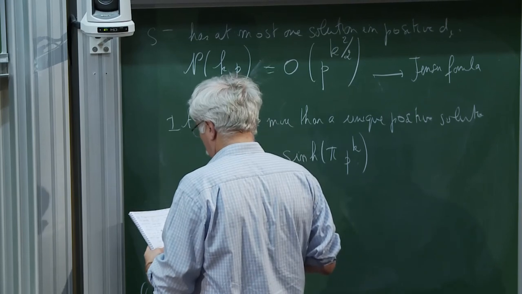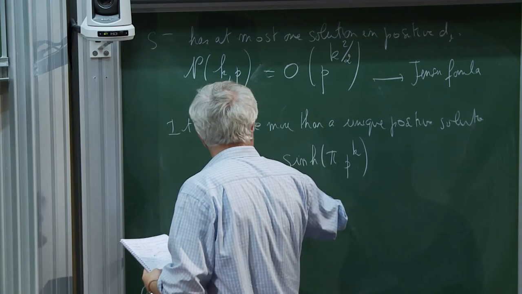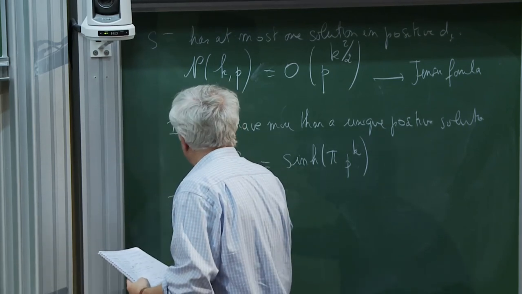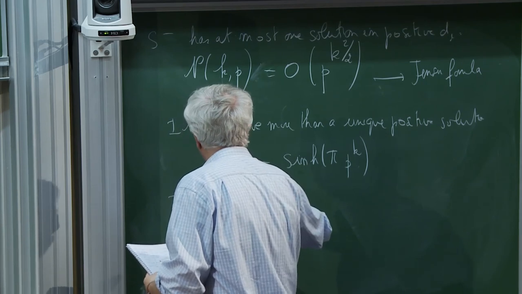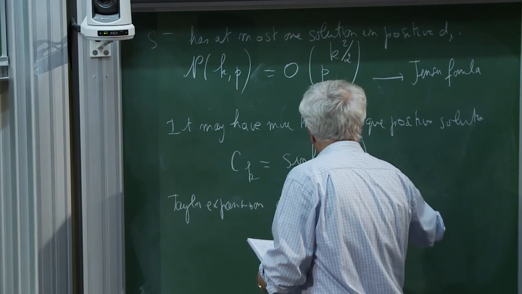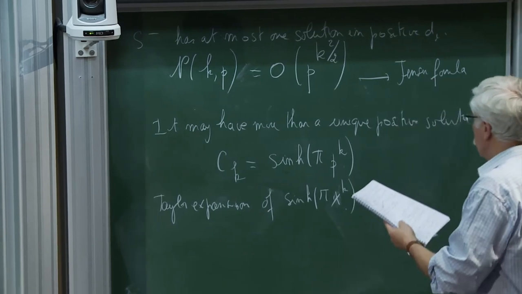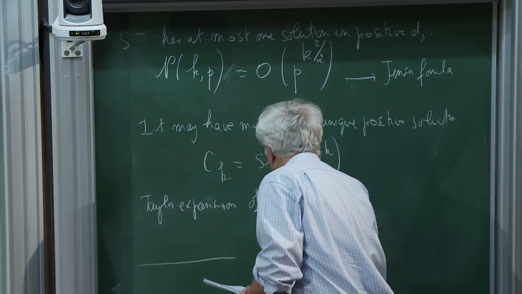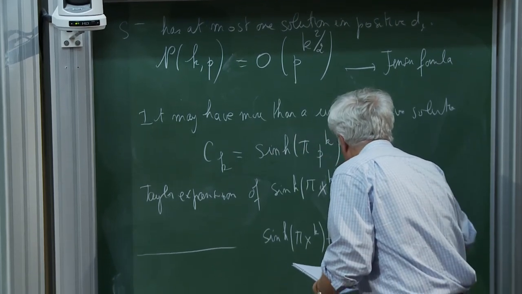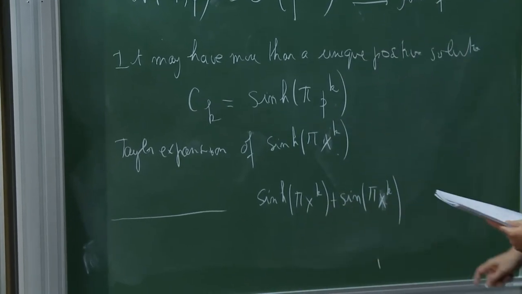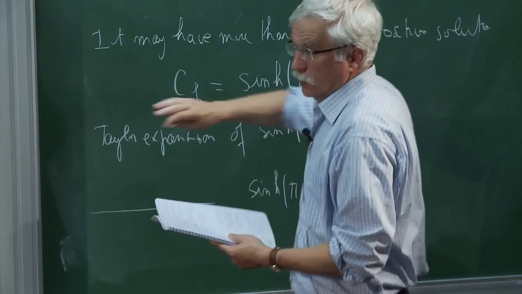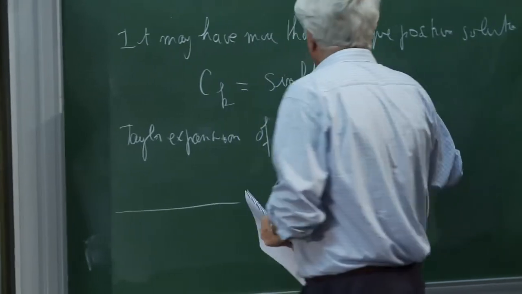And of course, you will check. To find a solution, you use a Taylor expansion of the function hyperbolic sine of p^k at x_k, and you will find another solution if you consider the Taylor expansion of hyperbolic sine of pi x_k plus the usual sine function. You use the Taylor expansion of both functions, and you will see that the C_k has this value, and the Taylor coefficients are not the same and positive.